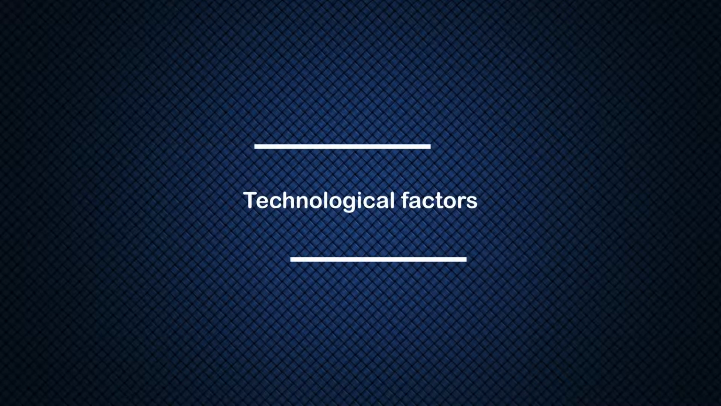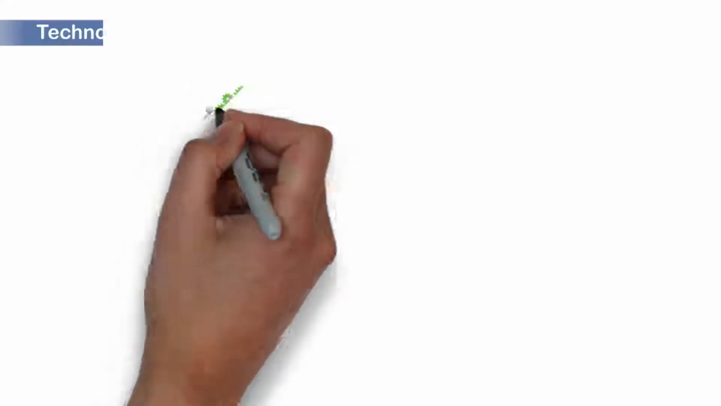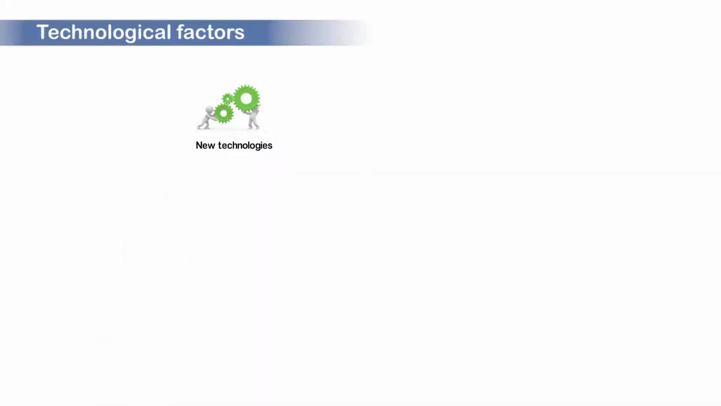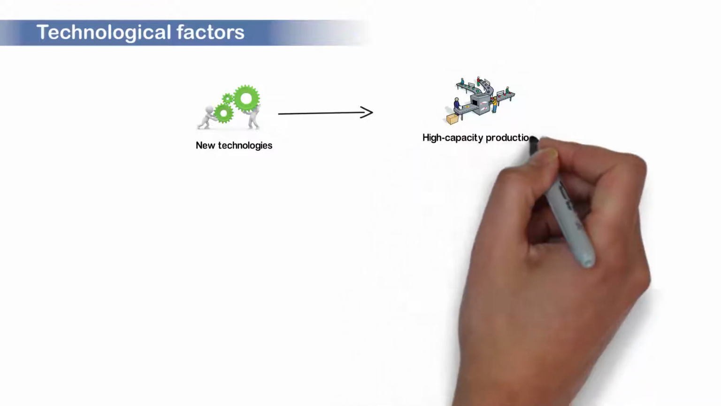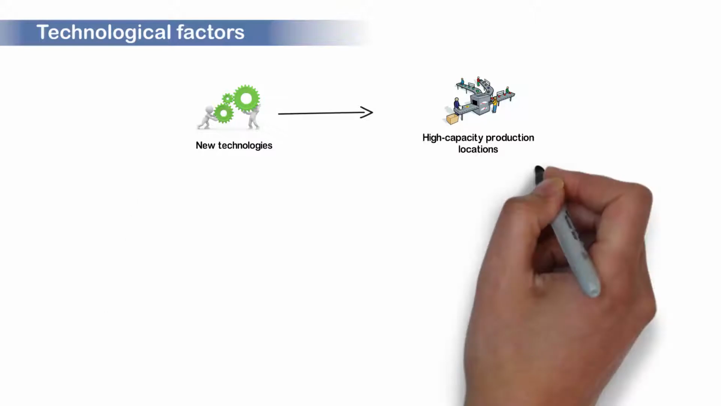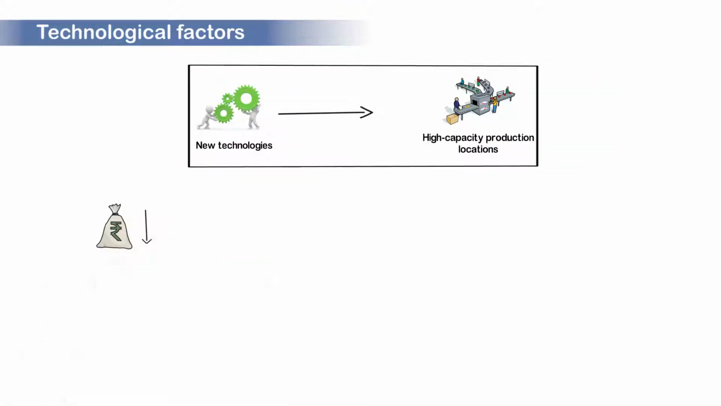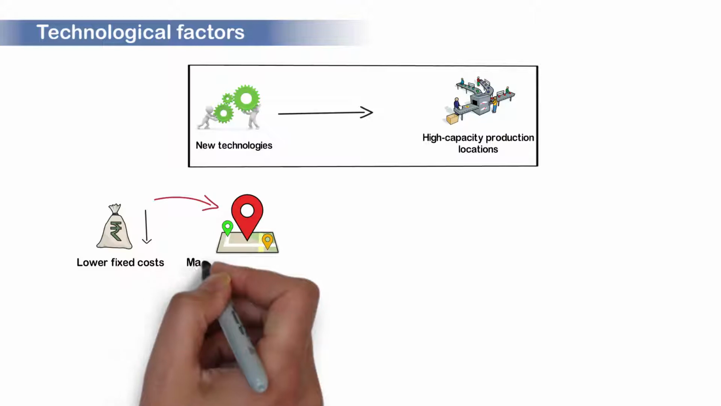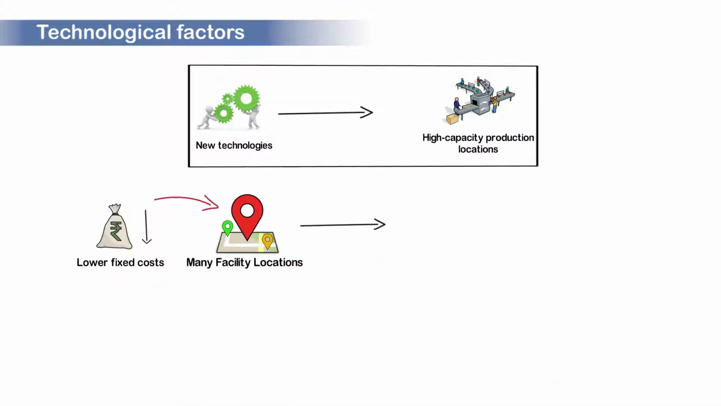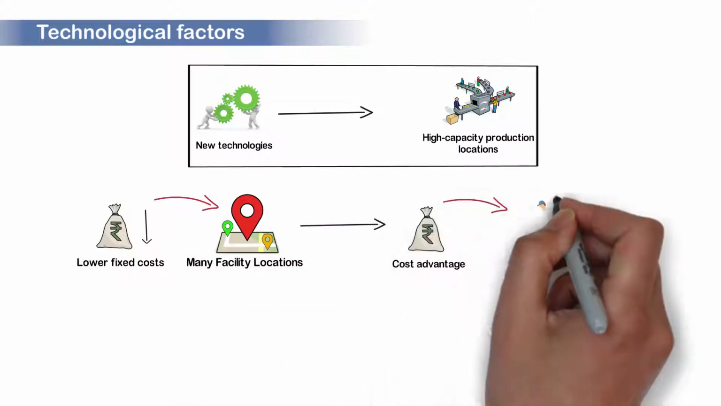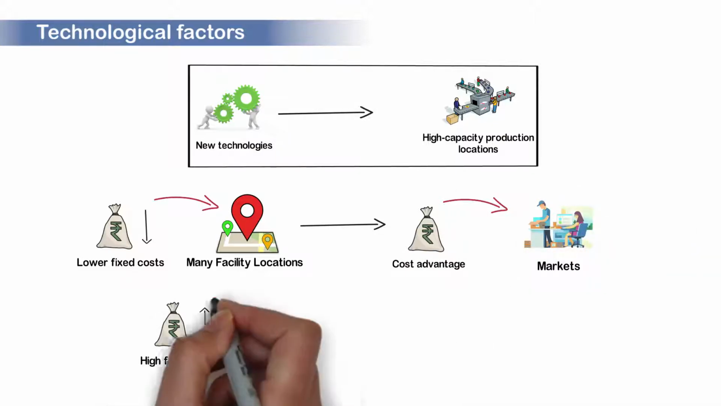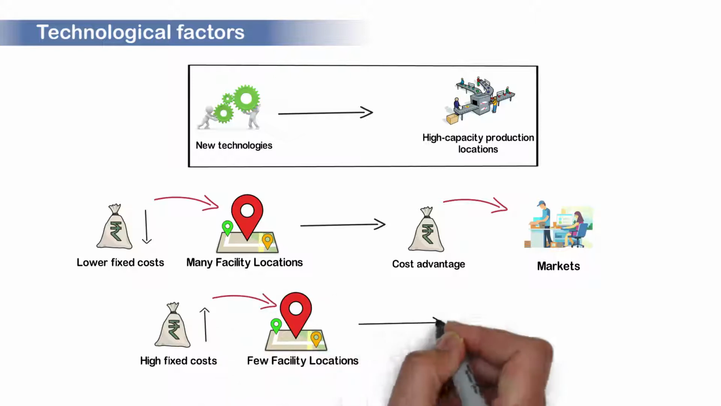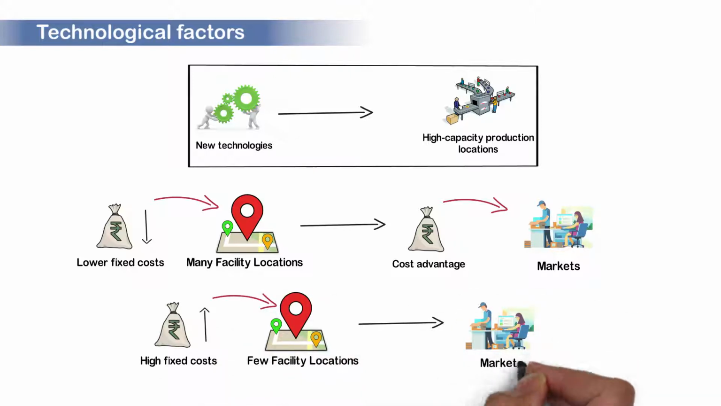Next, we look at the technological factors. New technologies have been emerging. This has resulted in a few high capacity production locations with economies of scale. If these facilities have lower fixed cost, then many facilities are planned and established to get the cost advantage to serve the market. But if the fixed cost of setting up these facilities is high, it is advisable to set up a few facility locations which may serve the market.